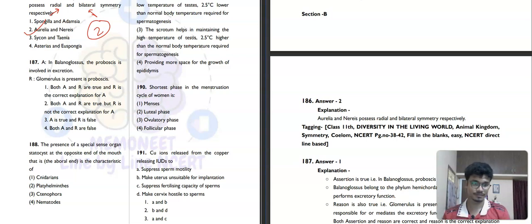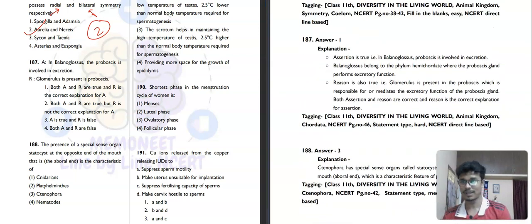Then question number 187. It is saying that in Balanoglossus, the proboscis is involved in excretion. Yes. The reason is given, glomerulus is present in proboscis. This is also a correct one. So the assertion is true, the reason is true. Now read the statement: in Balanoglossus, the proboscis is involved in excretion because glomerulus, which is an excretory organ, is present in proboscis. So this is the correct assertion. Both are correct, and the reason is the correct explanation of the assertion.